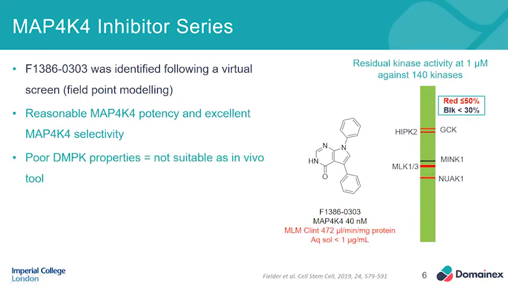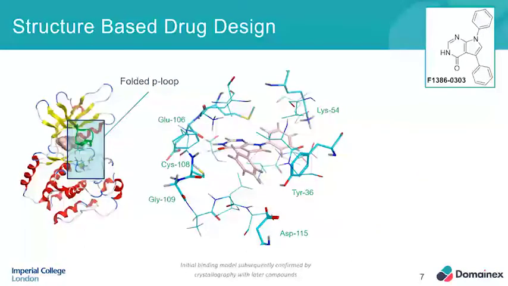However, this compound has poor DMPK properties. Very high microsomal clearance and poor aqueous solubility, and therefore it wasn't suitable as an in vivo tool. So the aim really was to use the available structural information to try and generate compounds initially suitable for proof of concept studies and then for further development.